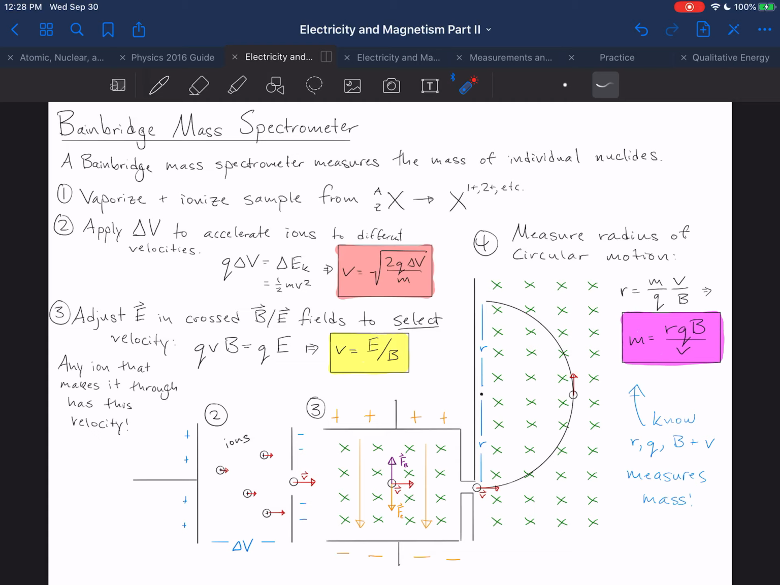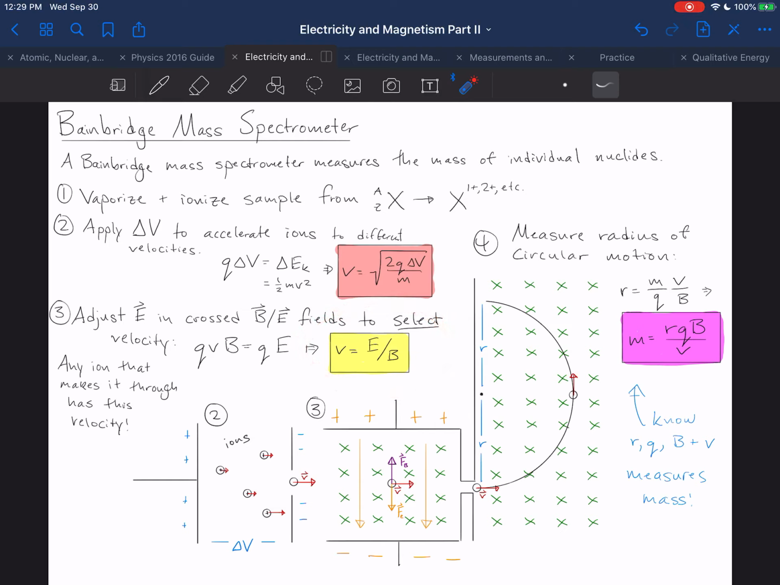So big picture, right? We cross our electric fields and our magnetic fields at right angles so that the forces induced by those fields cancel out. And when they exactly cancel out, then we can determine the velocity.